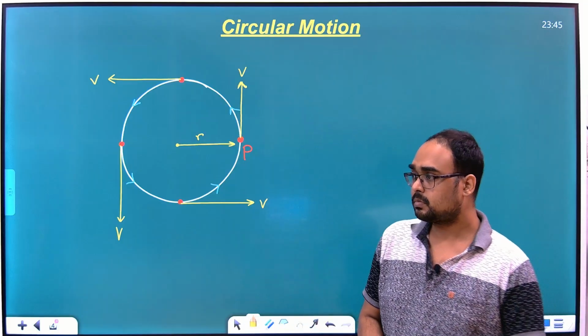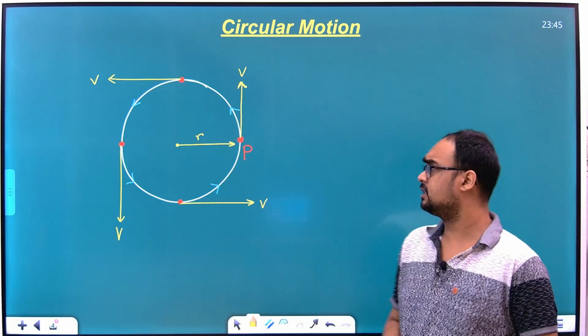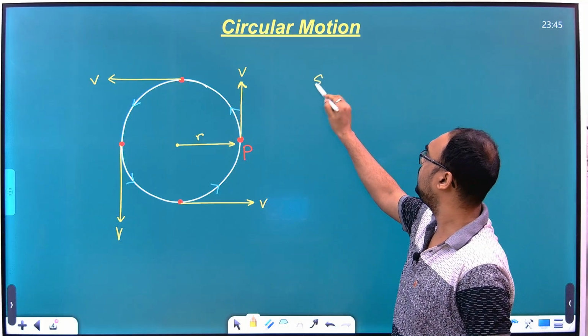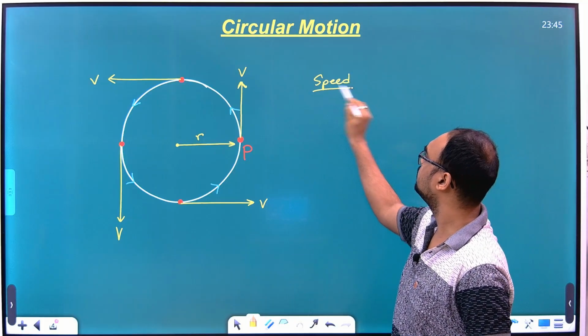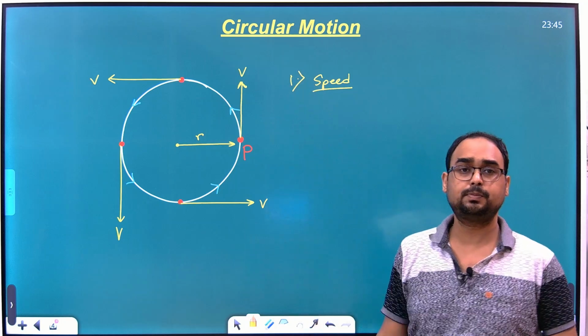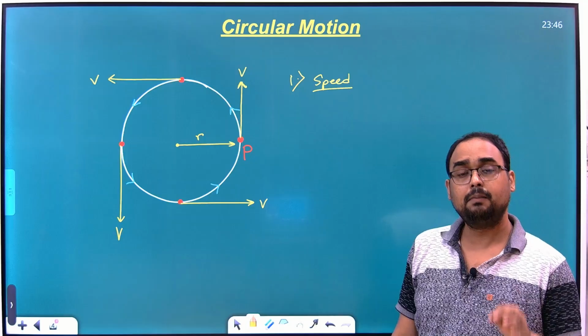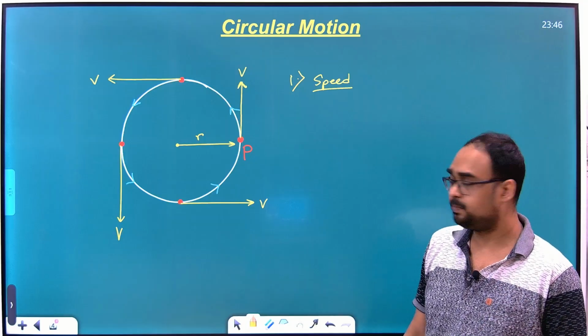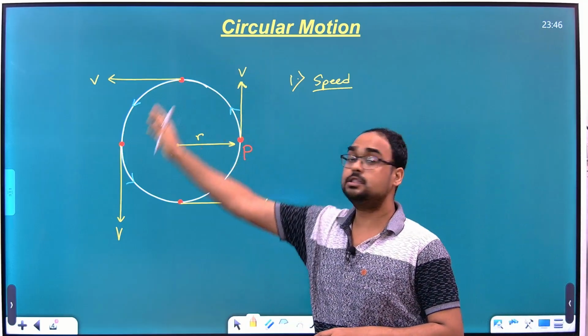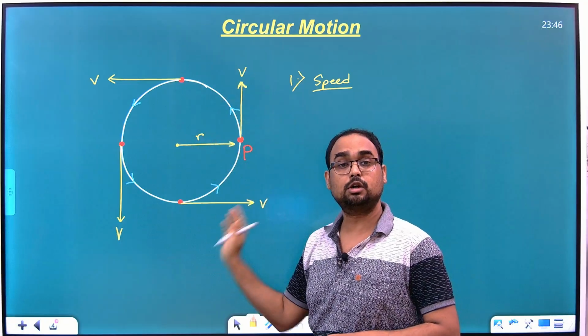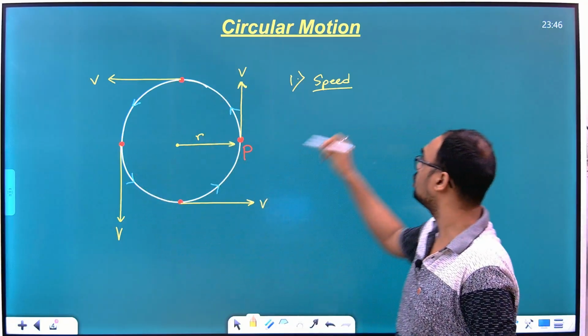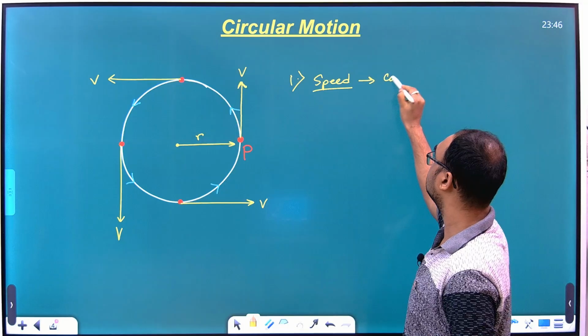Now, the first parameter that I am going to discuss is speed. Speed being a scalar quantity, it remains constant throughout the circular motion. So, speed is constant.